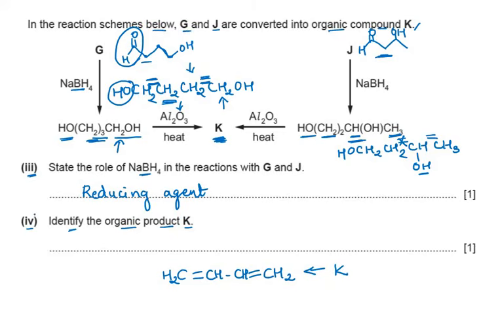Now we need to name it because it says identify the organic compound K. We can't just draw the structure here, so name it. As we know, it's an alkene with the double bond on the first carbon atom, and the second double bond is on the third carbon atom. So we can name this as 1,3. Then we have 4 carbon atoms, so it's but, and as it has 2 double bonds, we can write it as butadiene.